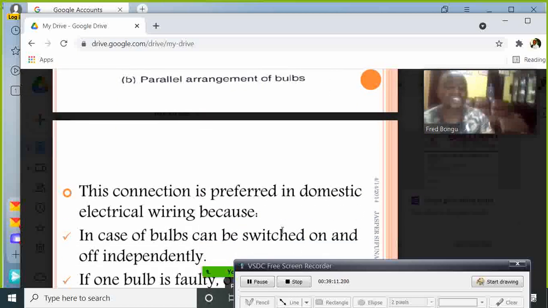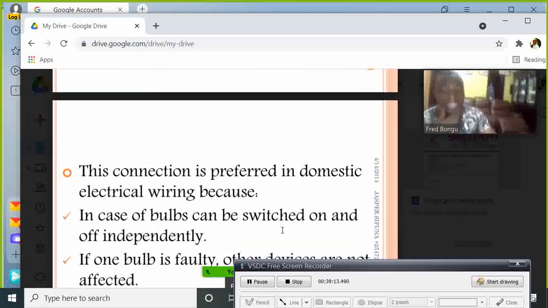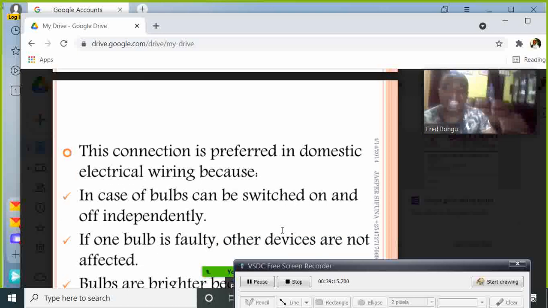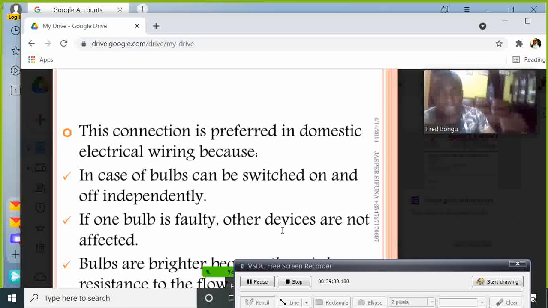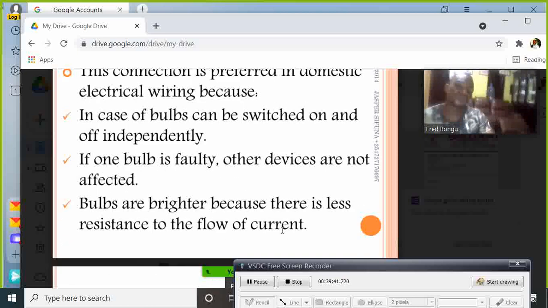So this connection is preferred in domestic electrical wiring because bulbs can be switched on and off independently. Let's say you are switching off the security light. It does not mean the light in the main house is going to be off. So they are not dependent. They are independent. Let's say one bulb goes faulty, others can work. So that is the most preferred type of connection.